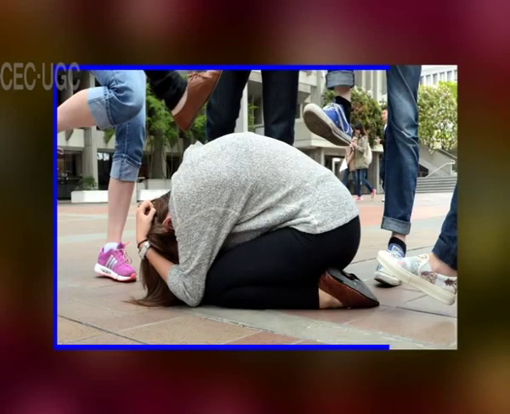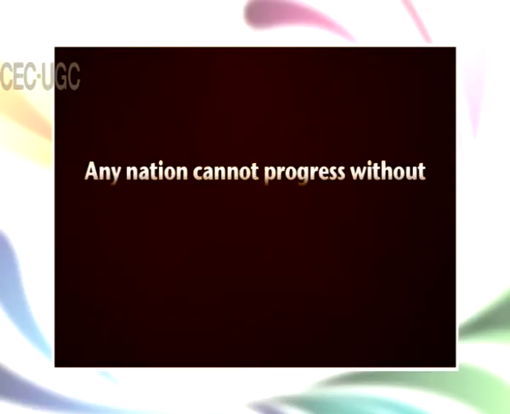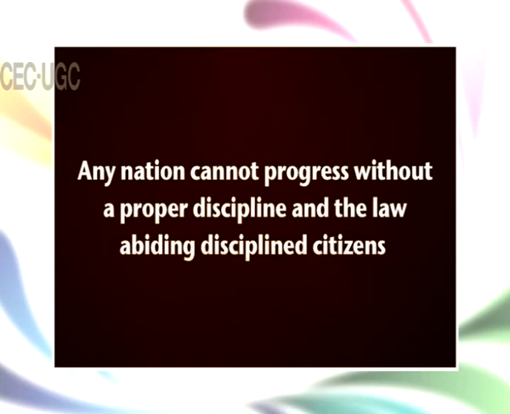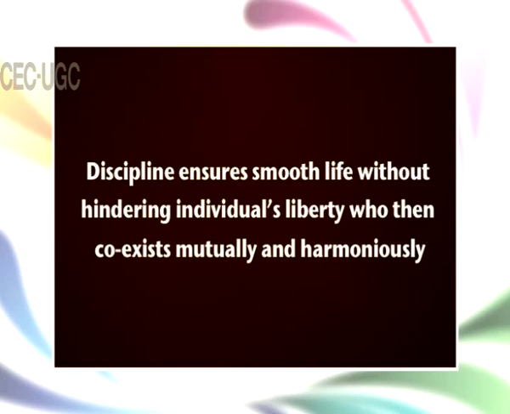Our social structure will fall apart without the discipline in social life. A society without proper discipline encourages the unsocial activities and bad behavior, such as violence and killings. Any nation cannot progress without a proper discipline and the law-abiding, disciplined citizens. Discipline is an essential part of our life and existence. In fact, without discipline, our life would cease. Discipline ensures smooth life without hindering individuals' liberty, who then coexist mutually and harmoniously. Without discipline, we cannot control our mind or our senses.